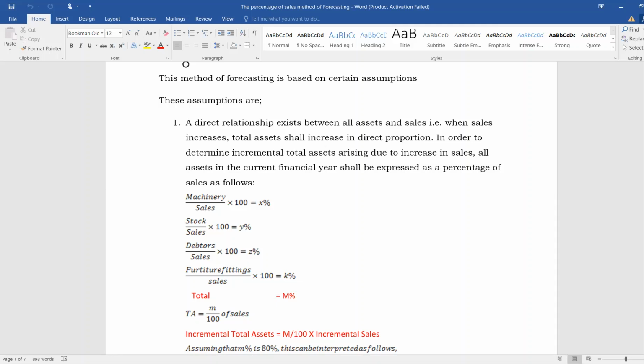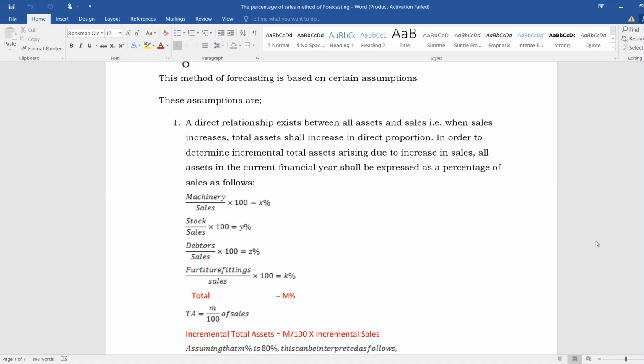If a direct relationship exists between assets and sales, and here we are saying that when sales go up, the firm's assets will go up, the question that we are asking ourselves is: if sales increase by 1 shilling, the firm's assets will increase by how much? If the firm's sales were to increase by 1 shilling, the firm's total assets will increase by how much?